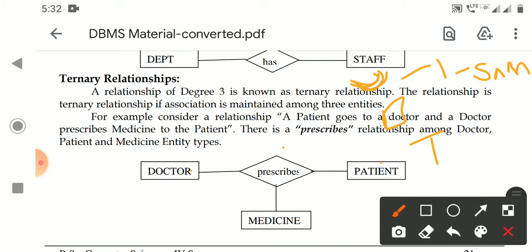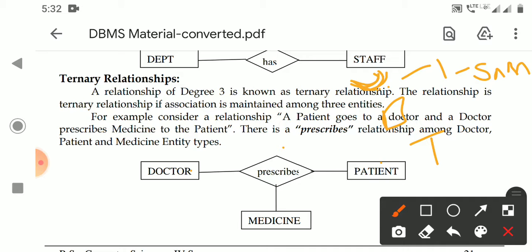Simple. A relationship is a unary relationship if association is maintained with the same entity type.